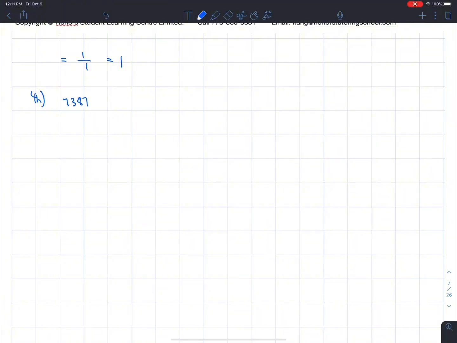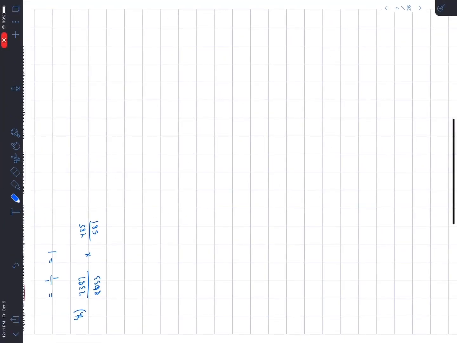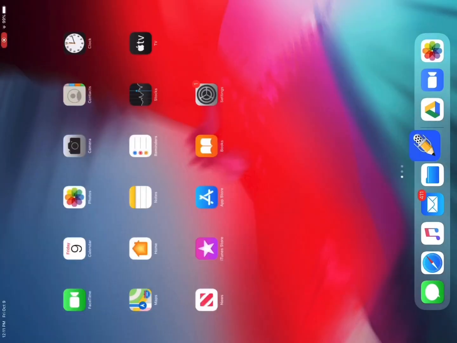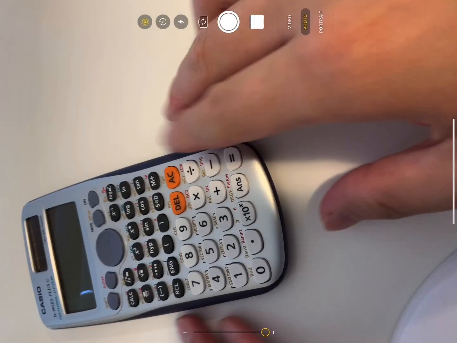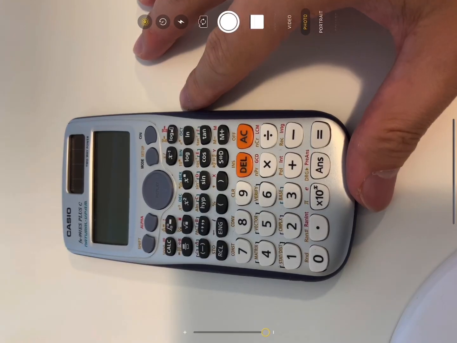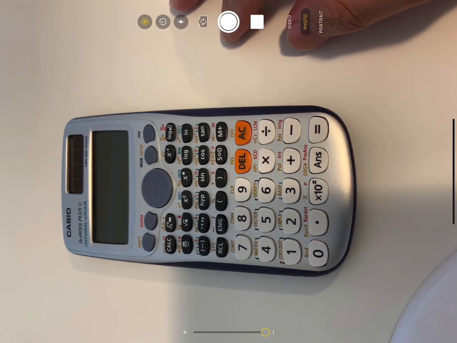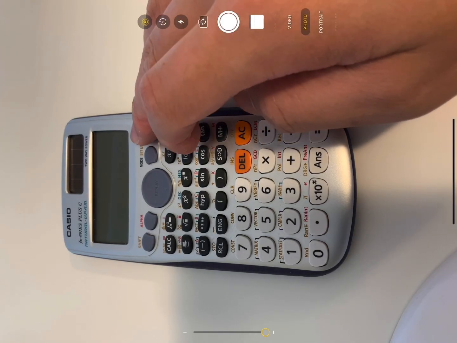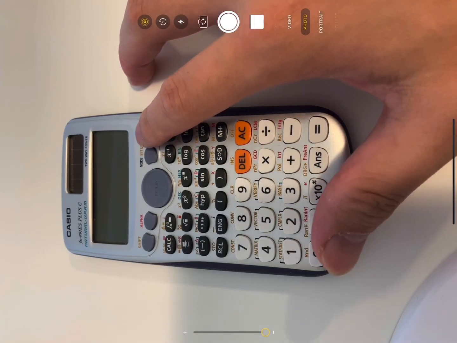I have 7387 over 8633 times 485 over 581. So this would be a problem that I think you should be allowed to use a calculator because the number is so big. So I'm going to show you how to use your calculator on this. If you don't have this calculator already, this is the one that you want to get. So maybe you can take a picture now, so you can show it to your parents, and you should be able to get this calculator at Staples.